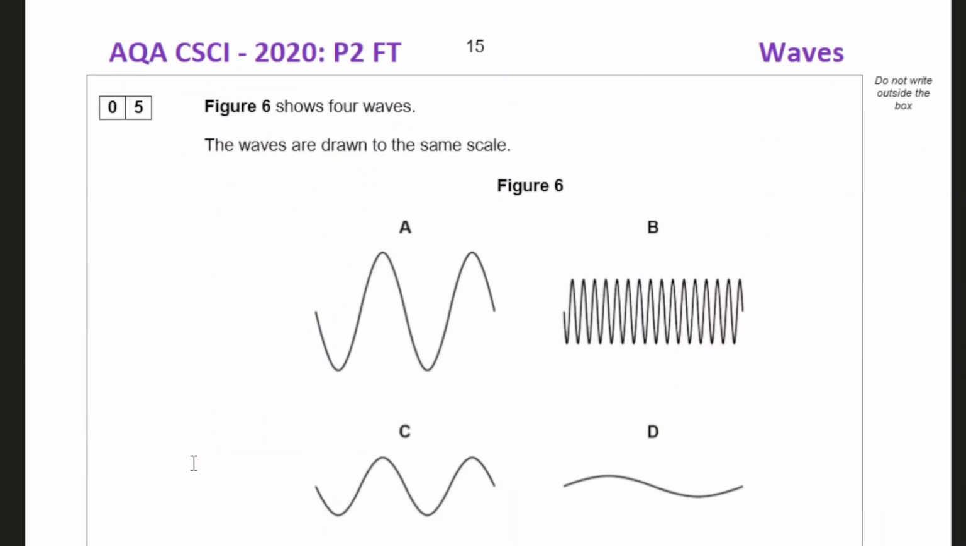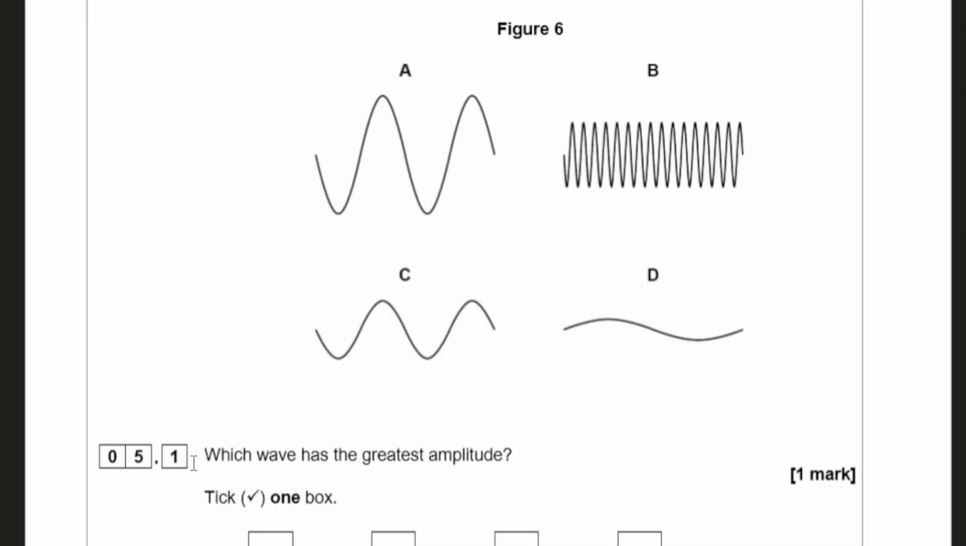Let's have a look at question number 5, which is on the topic of waves. Figure 6 shows 4 waves. The waves are drawn to the same scale. So you have A, B, C, and D. Which wave has the greatest amplitude? That would be wave A. The amplitude is basically the height of the wave.